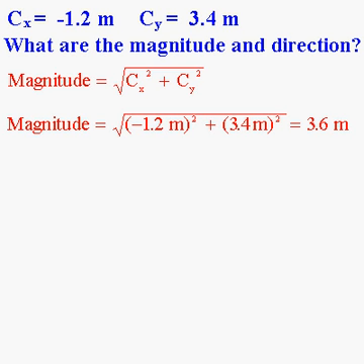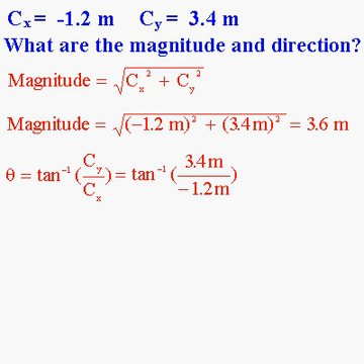We start with the equation that the angle equals the inverse tangent of the y component divided by the x component. Well, we know the y component and we know the x component, so we can put those in the equation. So the angle is the inverse tangent of 3.4 meters over negative 1.2 meters. Notice that meters cancel, and when I work out the numbers, I get negative 2.833. Once again, I'm keeping all digits. I'll deal with significant figures at the end of the equation.